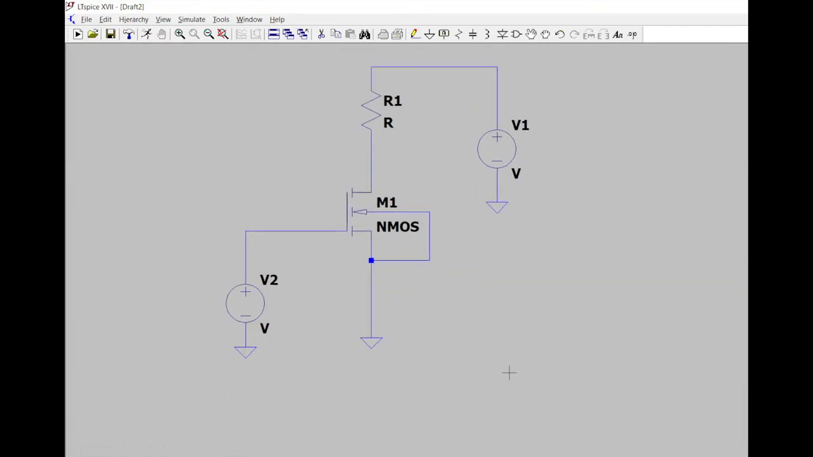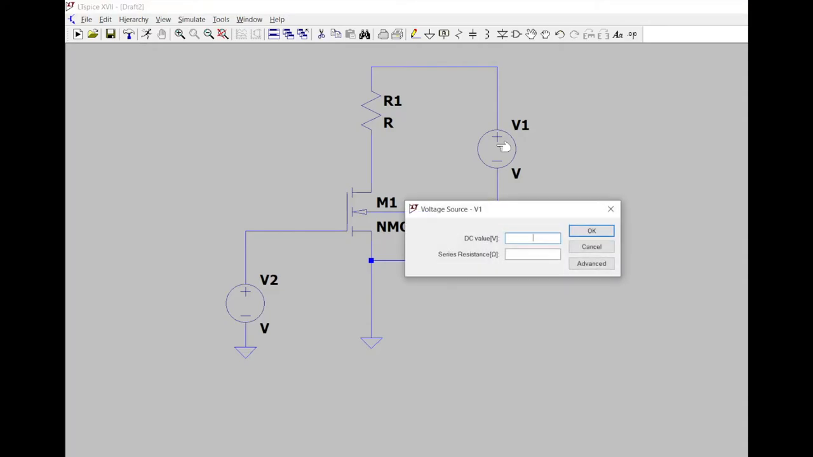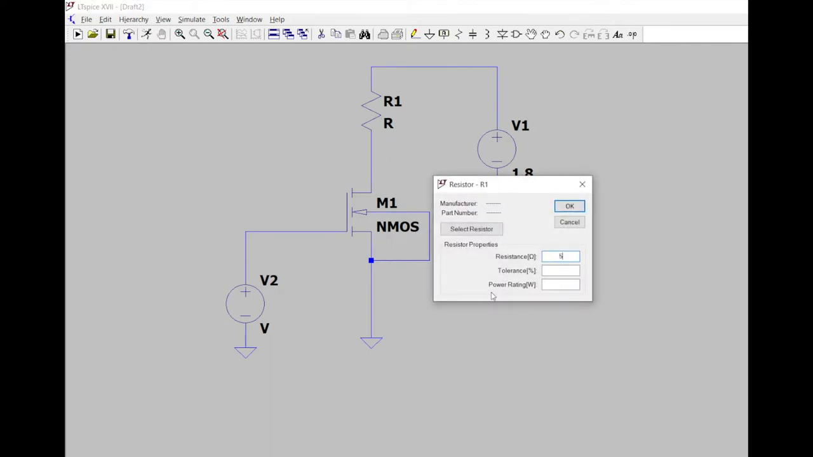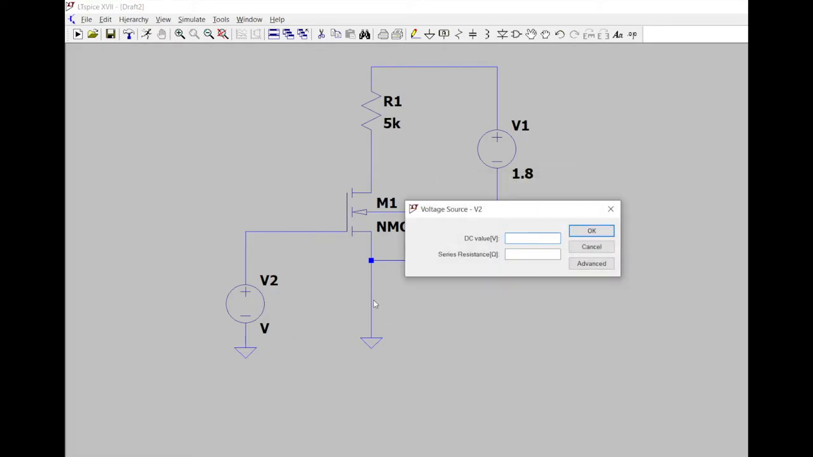Okay, so this is my common source amplifier. Let's plug in the parameters. First, the supply voltage, we'll use 1.8 volt, because we'll be using the model file for 180 nanometer, and for this technology the maximum supply voltage is 1.8 volt. Resistance, let's consider maybe 5 kilo ohms, 5k. Of course, input, let's keep a DC voltage of 1 volt.